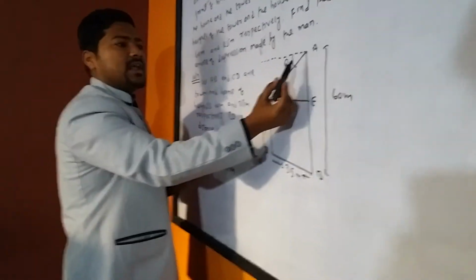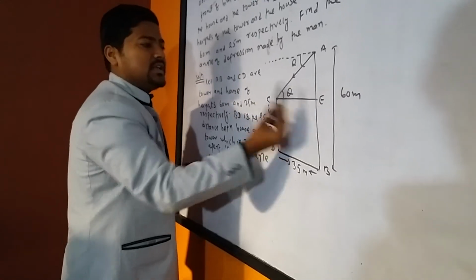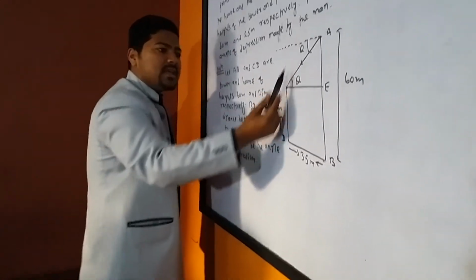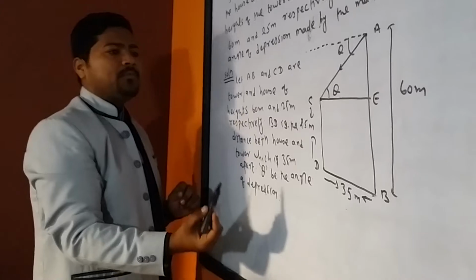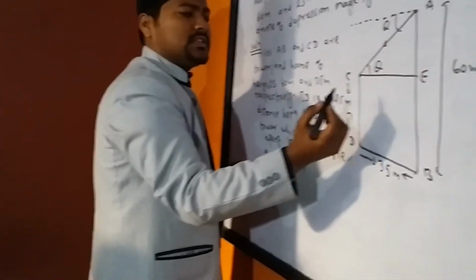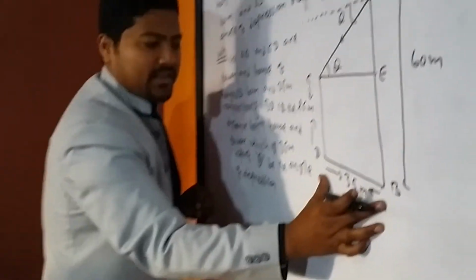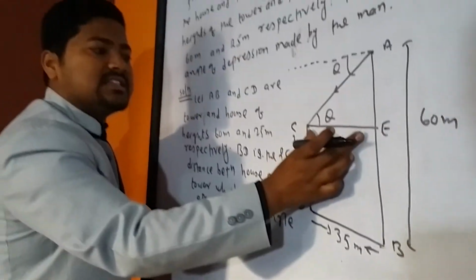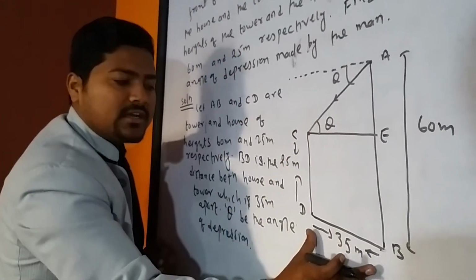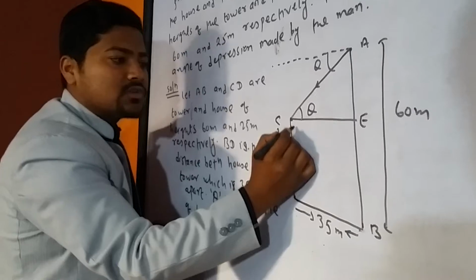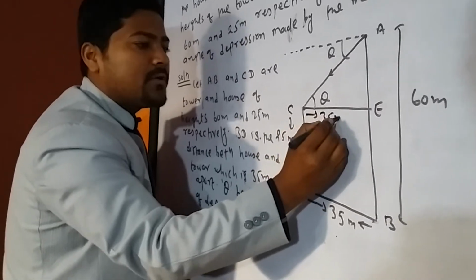Now we have the right angle triangle ACE, and we have to find this angle theta. Now one thing here: this BD is 35 meters, then CE is also 35 meters or not? Look, both of these are equal. So this is also 35 meters.